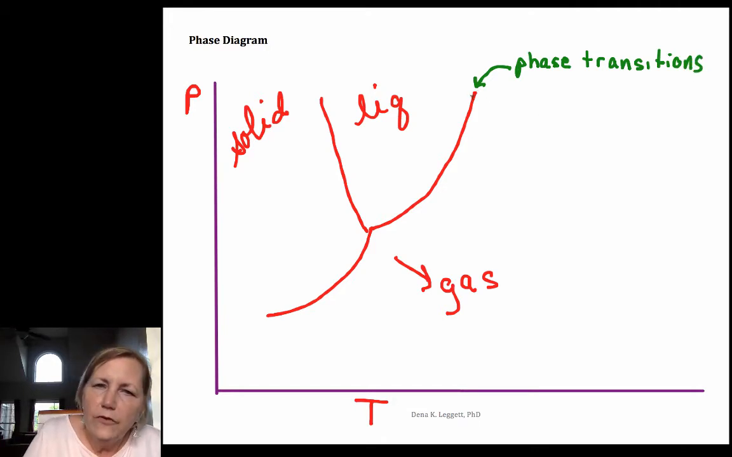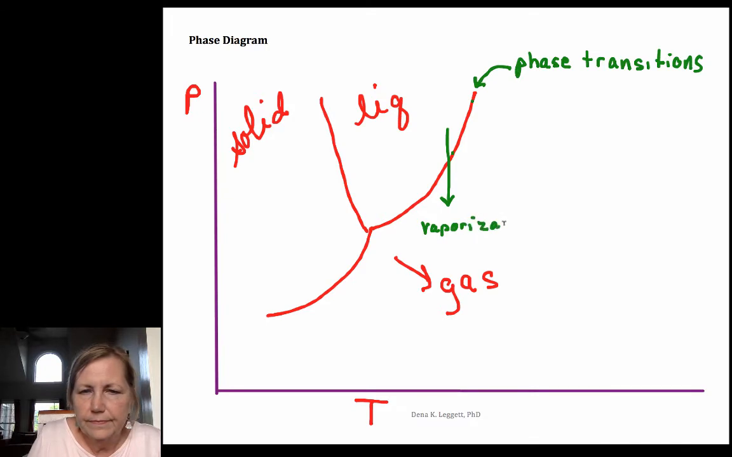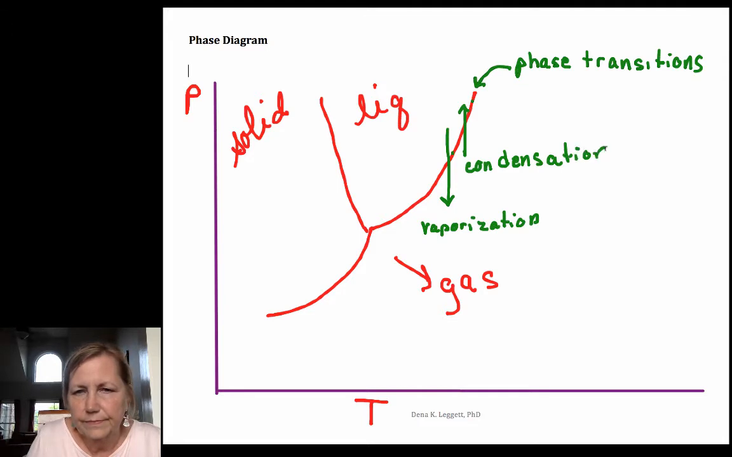Okay? So every point on here is going from liquid to gas, which would be vaporization, or gas to liquid, which would be condensation. Every point on this line is called a phase equilibrium.